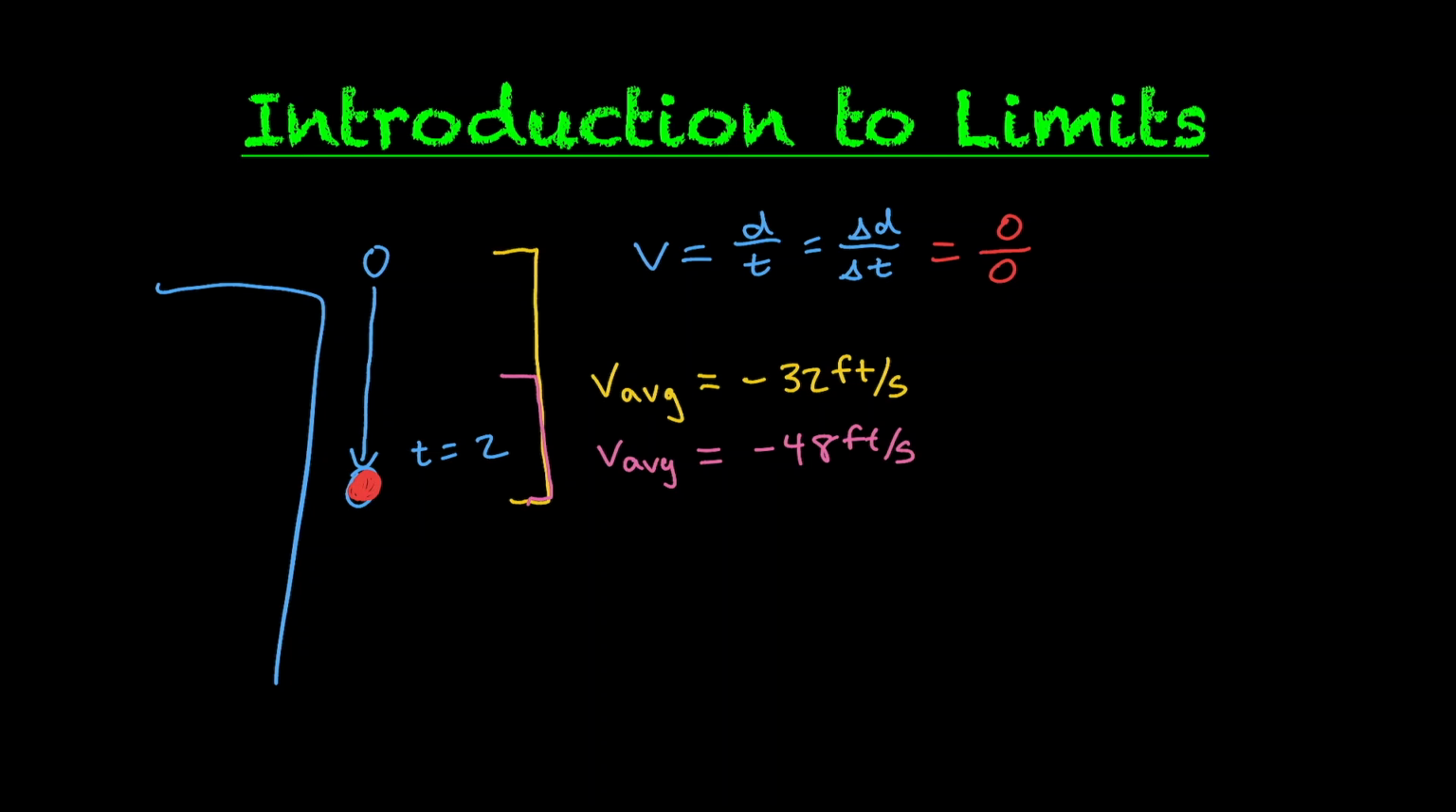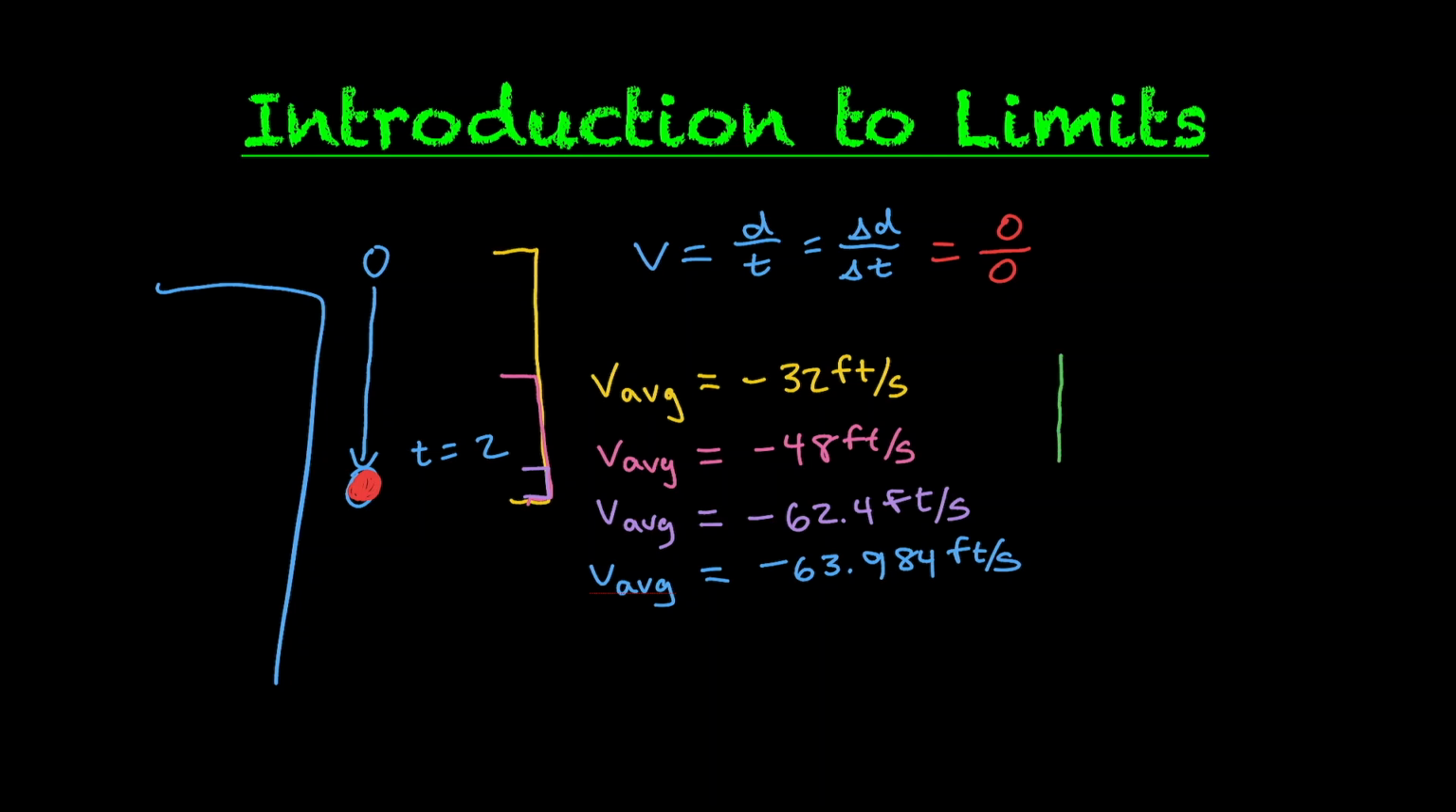Well, why stop there? Why not just go down to a tenth of a second? And if we went down to a tenth of a second, the last tenth of a second that's dropping, we're going to get an answer about negative 62.4 feet per second. And if we took it even further, down to say a thousandth of a second, we would get it to be negative 63.984 feet per second. And what we can see from these values is that the velocity is getting closer and closer to negative 64 feet per second.